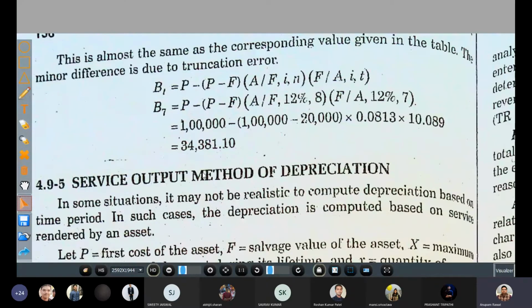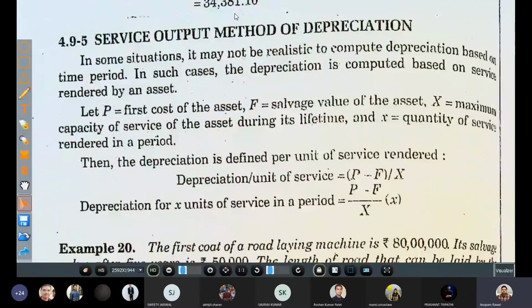Now, another method of depreciation is the service output method of depreciation. In some situations, it may not be realistic to compute the depreciation based on the time period. In such cases, the depreciation is computed based on the service rendered by an asset. Here, P is the first cost of the asset, the salvage value is F, X is the maximum capacity of the service of the asset during its lifetime, and x is the quantity of the service rendered in a particular period.